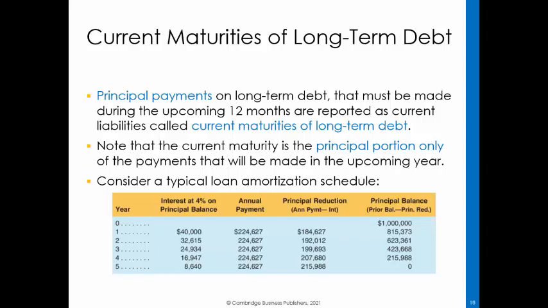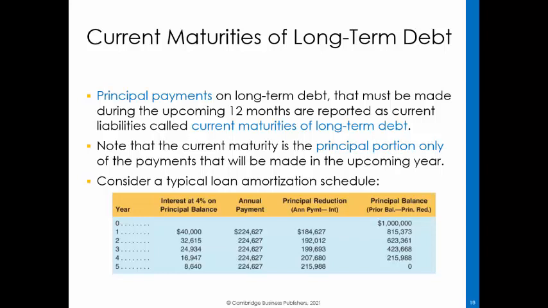Consider a 5-year 4% mortgage of $1 million that requires annual payments of $224,627. We can use a loan amortization schedule such as the one on this slide to determine the principal amount outstanding at each reporting period. In the first year, the amount of interest accrued on the loan is $40,000, calculated at 4% of $1 million. The remainder of the payment is a reduction of the principal amount of the loan.